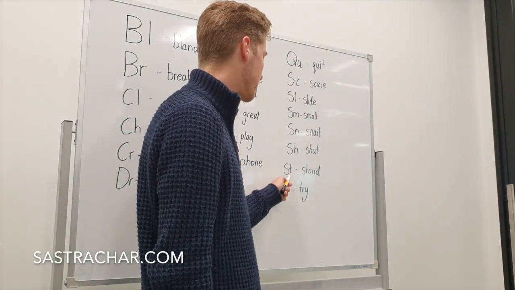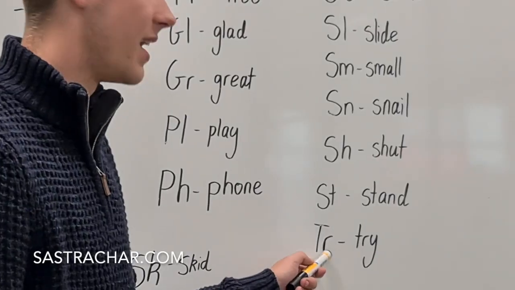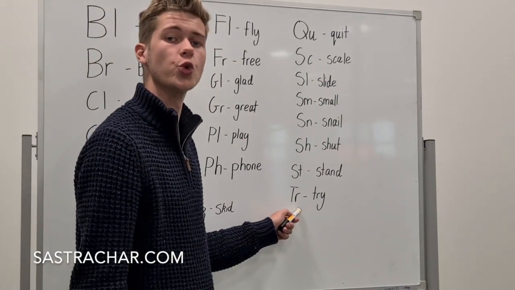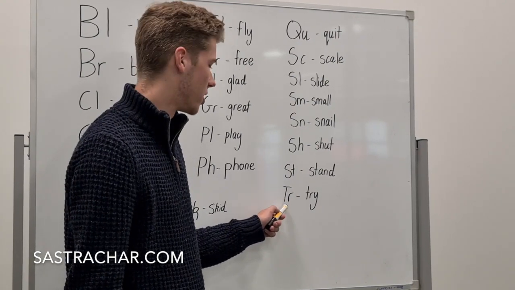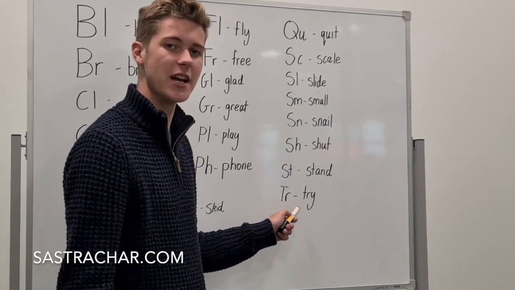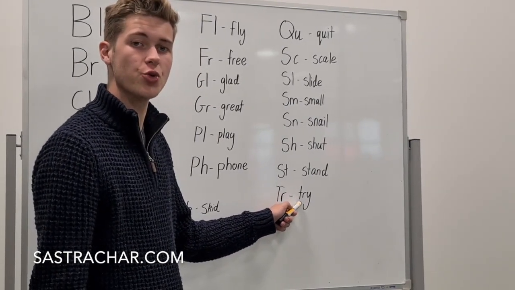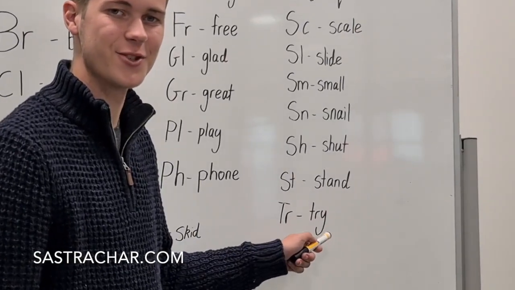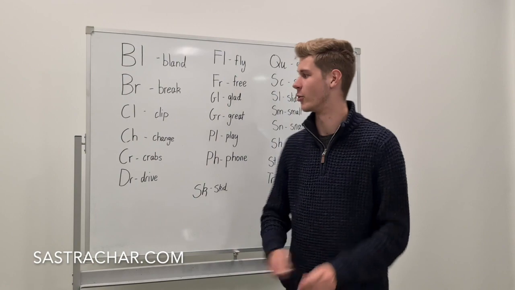T. It's like this one. It's a T sound. And an R. Tr. That's the sound that makes tr. We've got a word here as an example. Try. Awesome. Okay, let's go through a couple of these and see if we can test your memory.